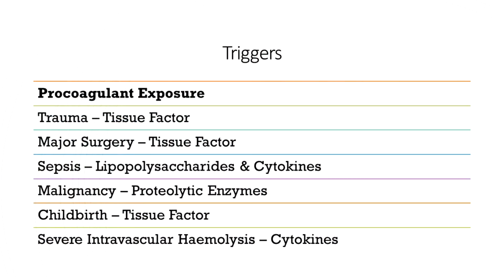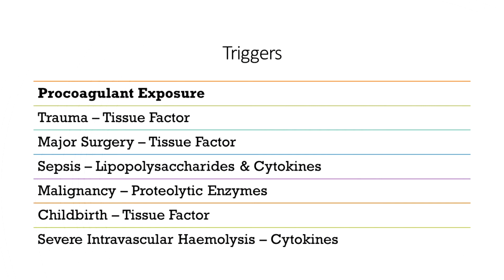So the triggers that we talked about before that can start DIC and perpetuate it are generally of a procoagulant exposure nature. So let's look at that. We have trauma, we have tissue factor exposure because of tissues being damaged and releasing or exposing tissue factor that would usually be protected. Again, major surgery may also expose tissue factor that wouldn't usually be exposed to the blood. If you have sepsis, we can often see a lipopolysaccharide and cytokine release, and it's those that then trigger a procoagulant type effect. It doesn't happen in all sepsis, but it certainly can, particularly in severe sepsis.